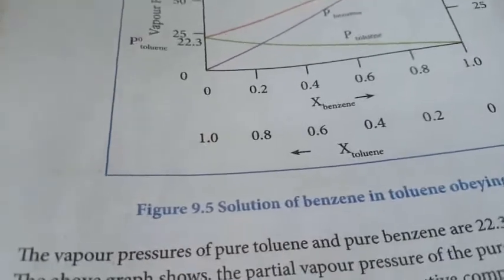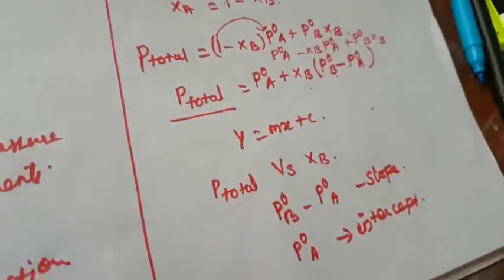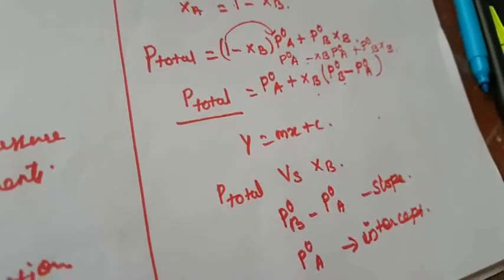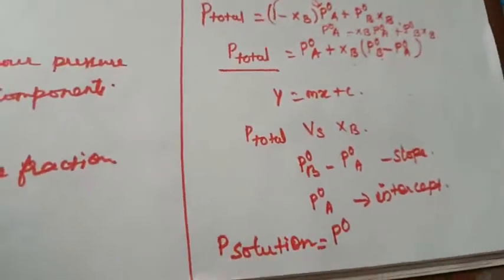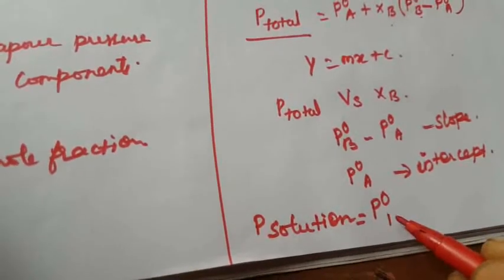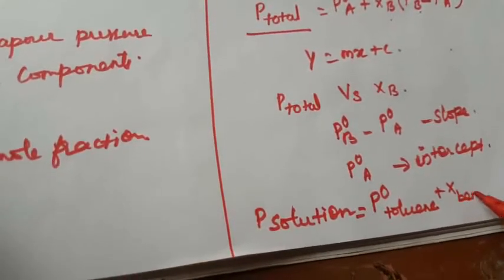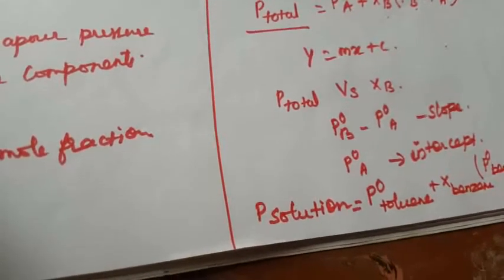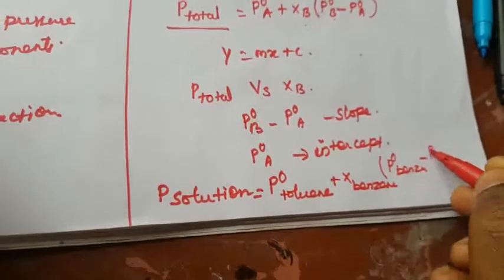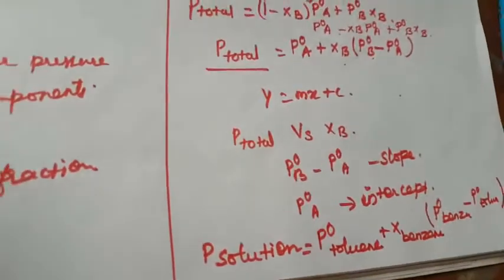We'll get that answer. So here, I am writing it. First, what is the answer? P solution. According to that, this is P total, and we write P solution is equal to P0 toluene plus X benzene into P0 benzene minus P0 toluene. So from plotting that graph we can write this Raoult's law.